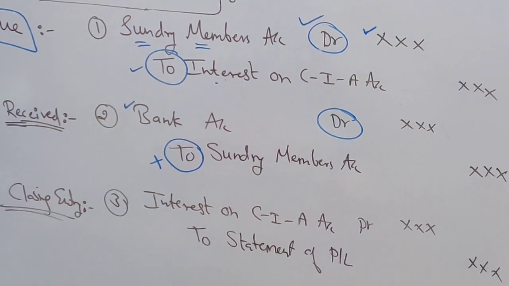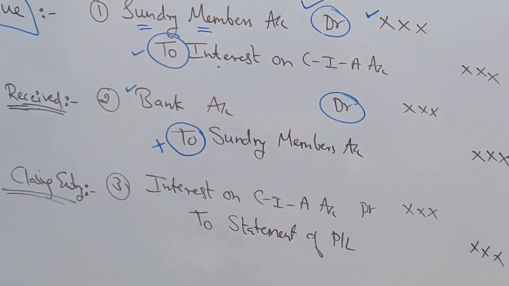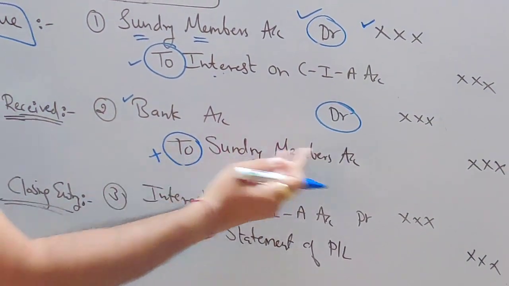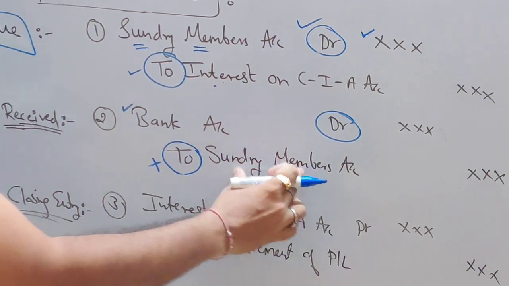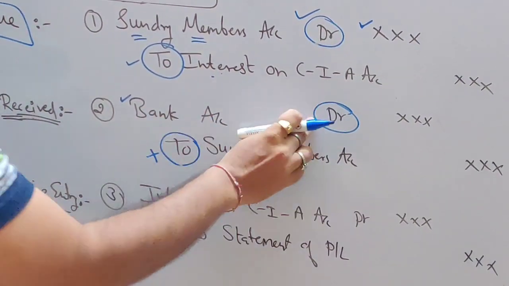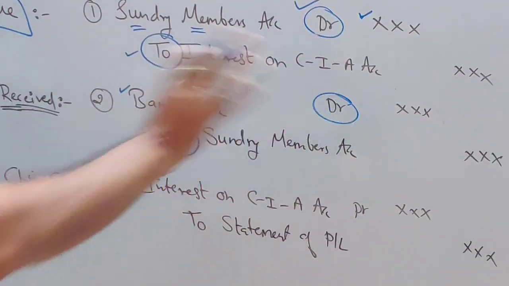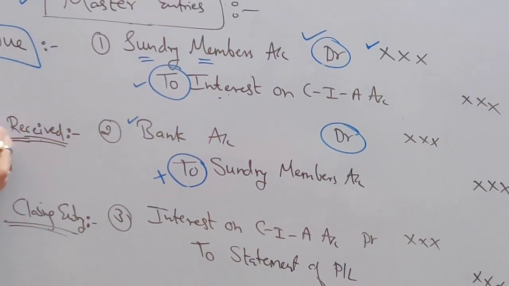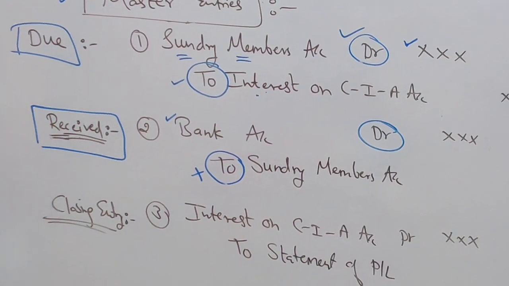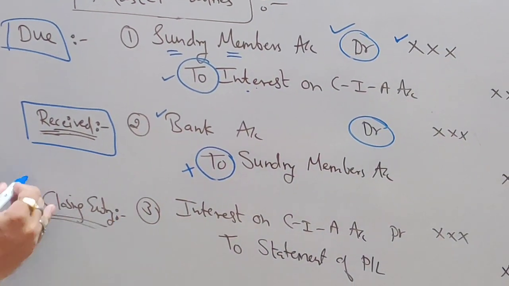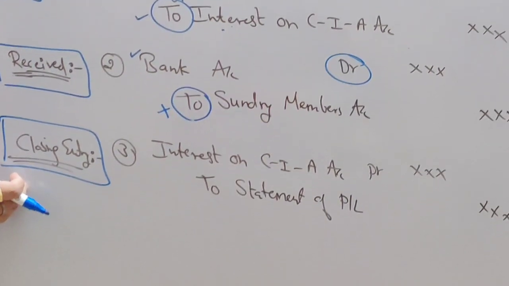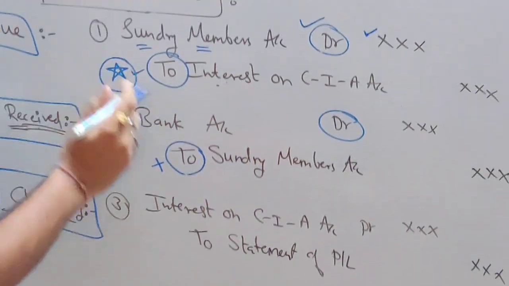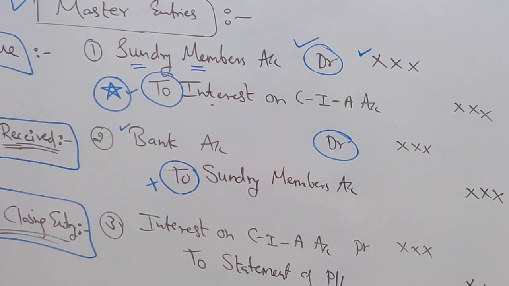Clear? Or else you can understand in a different way that sundry members are giver. Credit the giver. So sundry members are giver, credit effect, money is coming in, bank account debit. Whatever way you understood, this is the entry you will pass for received. Now what is the last entry, students? Closing entry. Now which account to close here? This one. Interest on calls in arrear account.